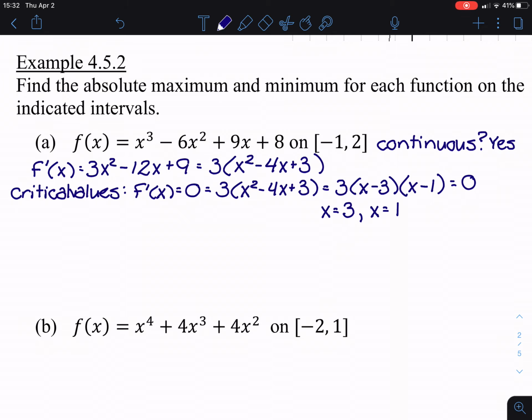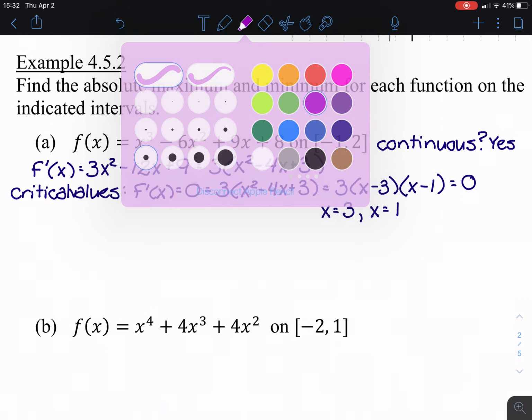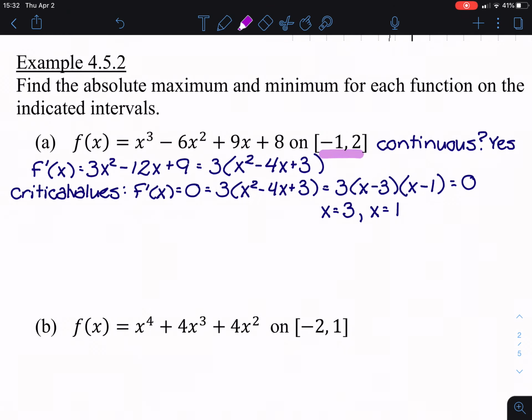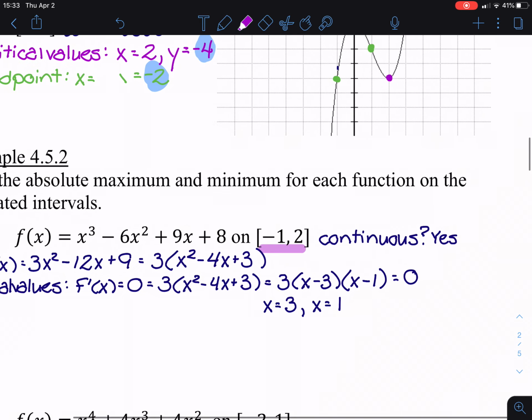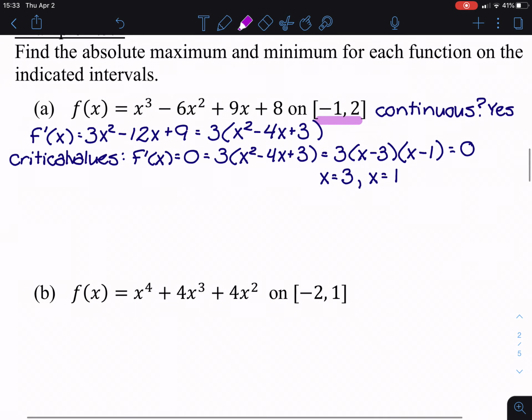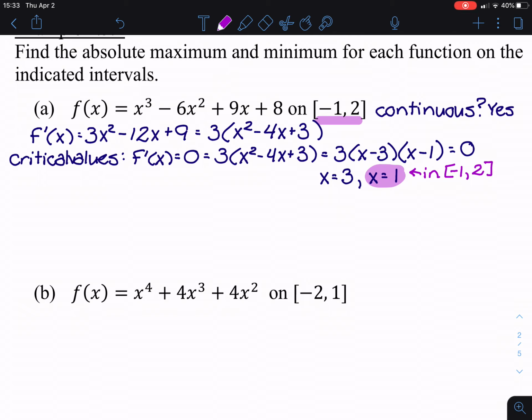Now then, the thing to remember here is that I am looking on this specific interval right here from -1 to 2. So the only one of these two that is a critical value in that specific interval is x is equal to 1. Right? Because x is equal to 1 is the only one that is actually in my closed interval, -1 to 2.